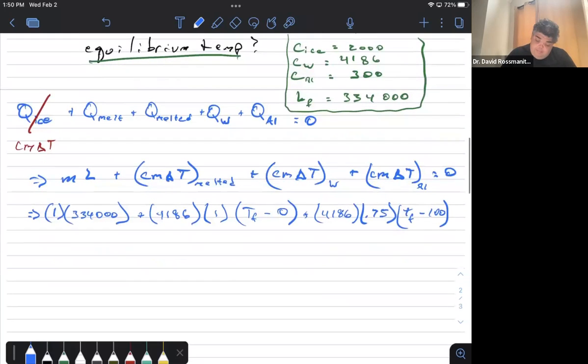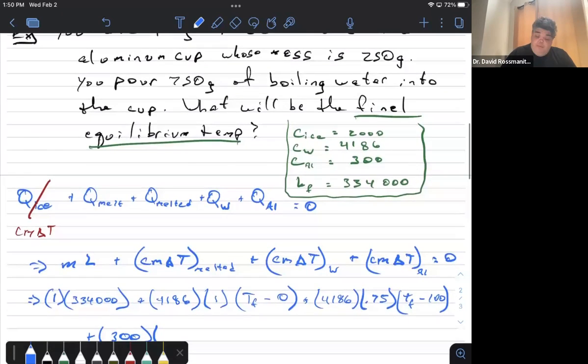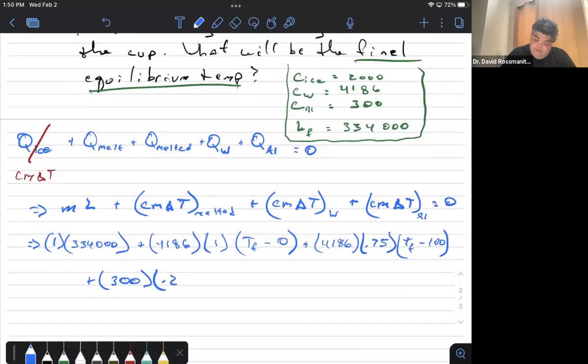Final term is for the cup. Same exact way. Specific heat for aluminum, 300. What's the mass of the aluminum cup? I'm told it's 250 grams, so it's 0.25.